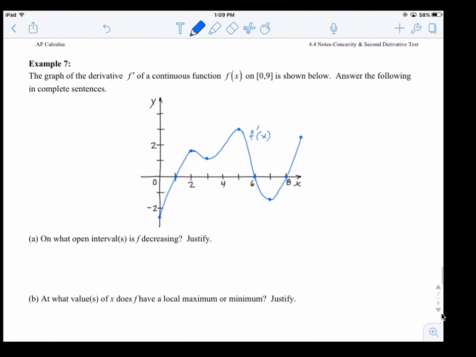All right, what do I want to do? Okay, what I want you guys to do for the next couple of minutes, get into groups and see if you can come up with the answers to number 7.